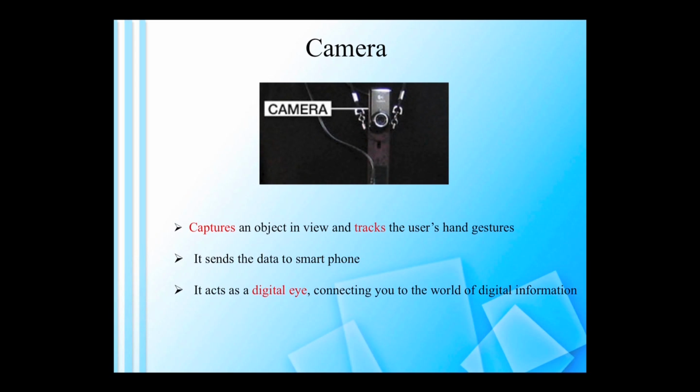Coming to the camera, like every camera does, it is used to capture images. It tracks the gestures of the person's hand and then captures the images. After capturing the image, it sends the data to the smartphone for further processing. This is also known as a digital eye because it connects the digital world to the physical world.